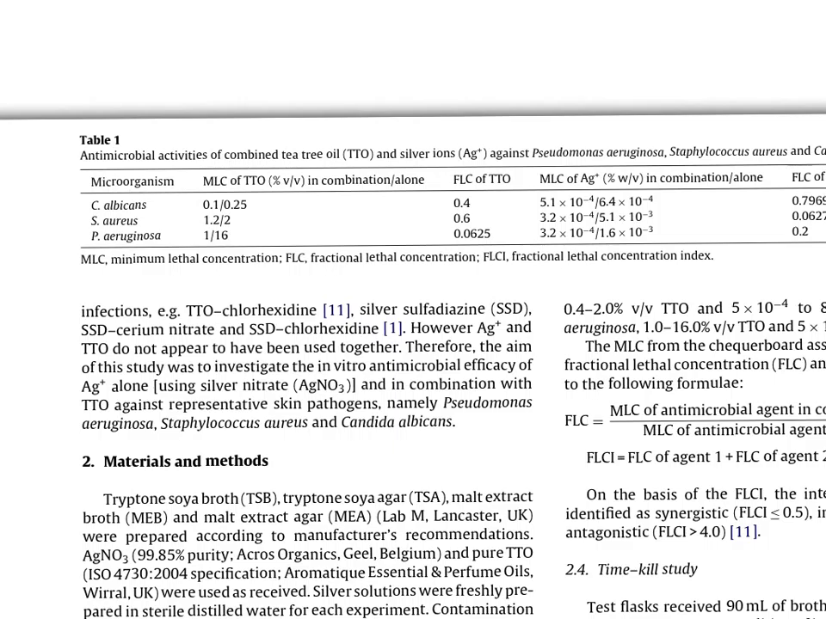Here's what we're going to do. We look at the first table, and it just tells us what's in the table. Microorganisms. The MLC is the minimum lethal concentration of tea tree oil in combination or alone. So the first one is percent volume by volume. That's a concentration. So that means I put in like 0.1 milliliter versus 0.25 milliliters of the other substance, and I mixed them together. It's just a way to say how much of each you have.